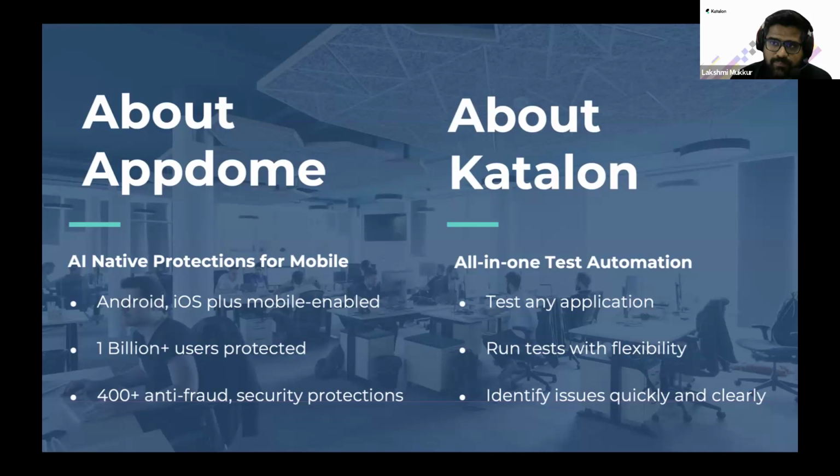From Katalon's perspective, as the name suggests, it's an all-in-one test automation platform where you'd be able to automate your web, API, mobile, and certain desktop applications under a single window, under a single license. The whole purpose of developing Katalon is to make sure you are able to run tests with more flexibility and meet the demands of go-to-market at a faster pace.